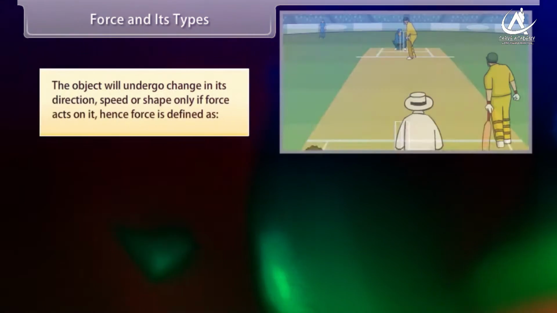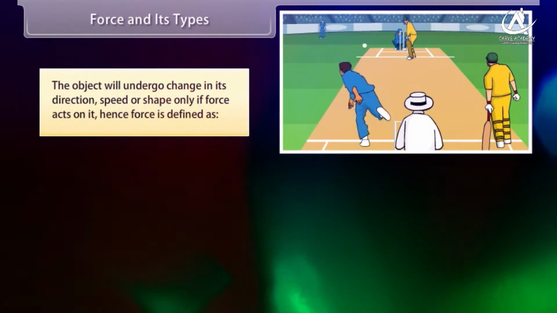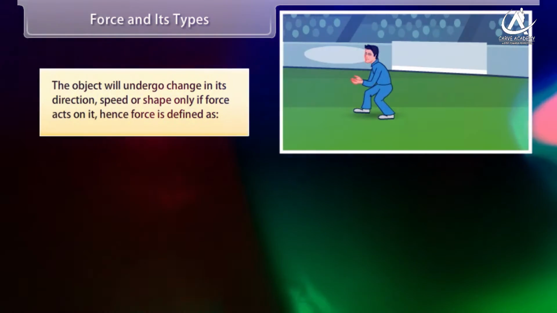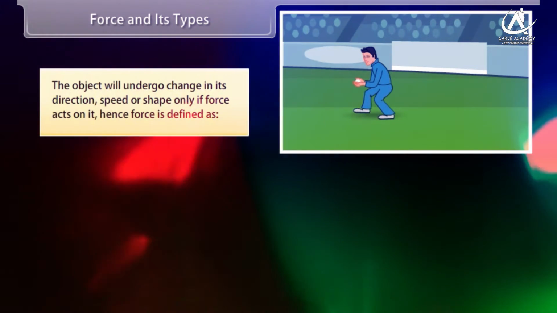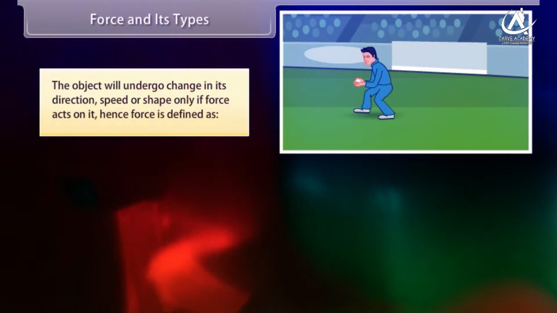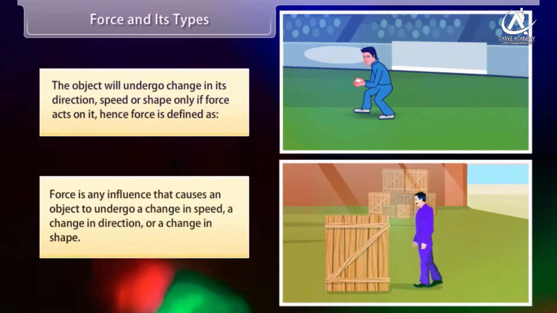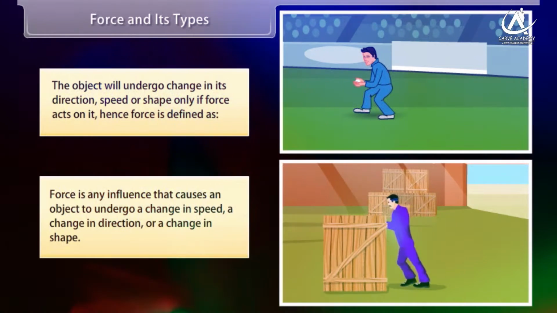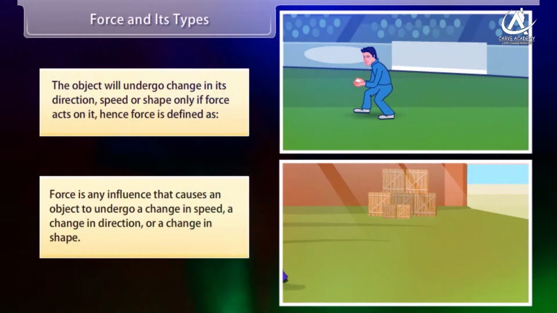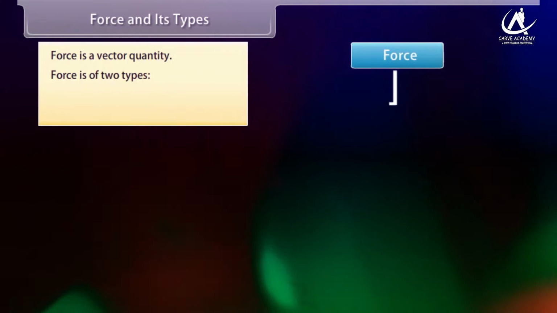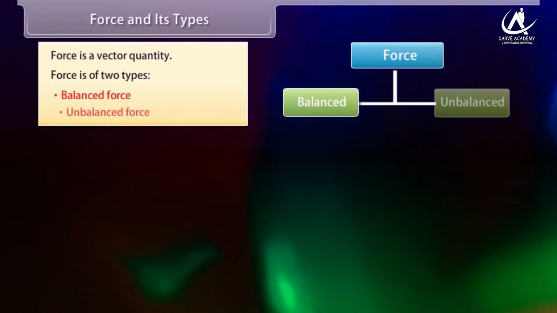Force and its types. The object will undergo a change in its direction, speed, or shape only if force acts on it. Hence, force is defined as any influence that causes an object to undergo a change in speed, a change in direction, or a change in shape. Force is a vector quantity. Force is of two types: balanced and unbalanced.